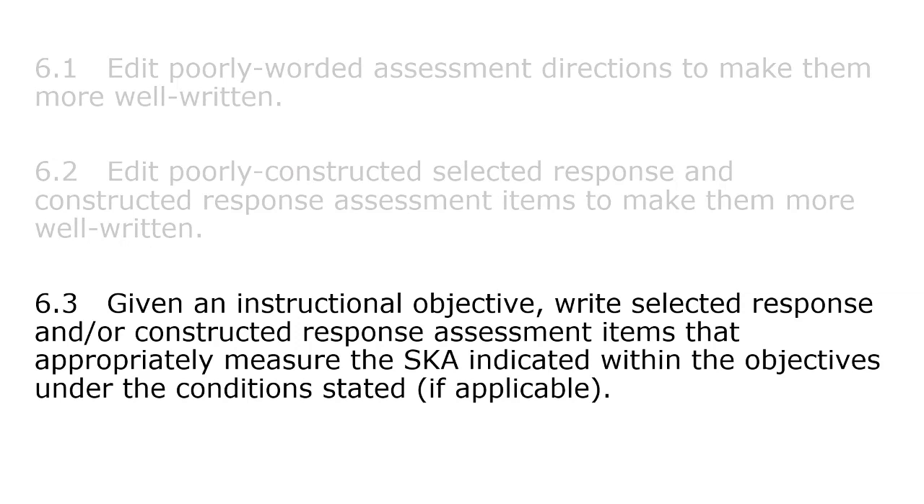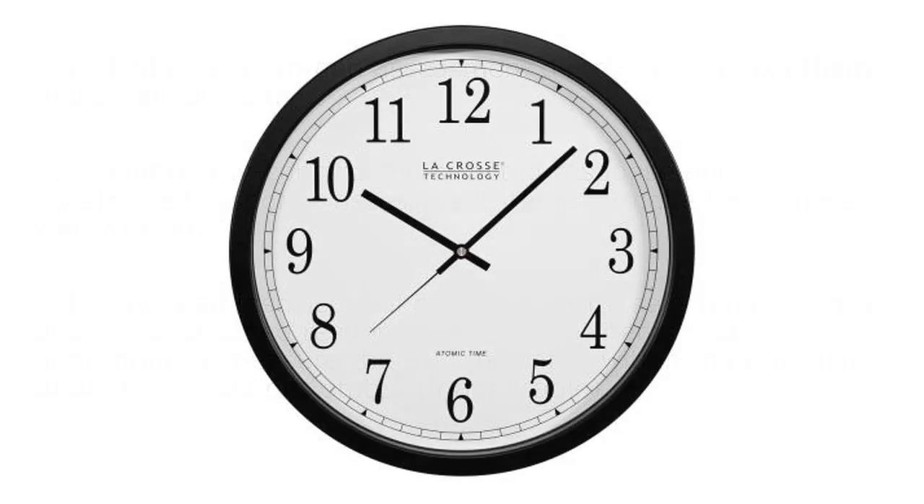And finally, the third objective is that given an instructional objective, you should be able to write selected response and/or constructed response assessment items that appropriately measure the skills, knowledge, or attitudes that are indicated within the objectives under any conditions that are stated. And oftentimes there aren't any in an objective, but when they are, then the items need to ensure that they conform to those conditions. So what I'd like to do is present to you some very specific examples, or really a specific example of the kind of items that are going to be measured on the test.